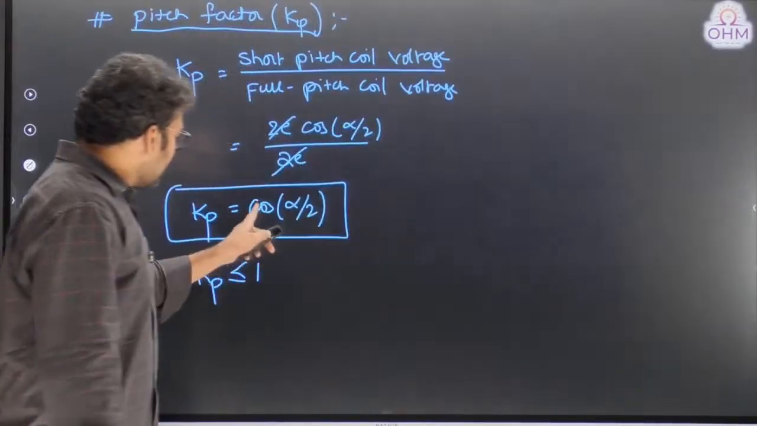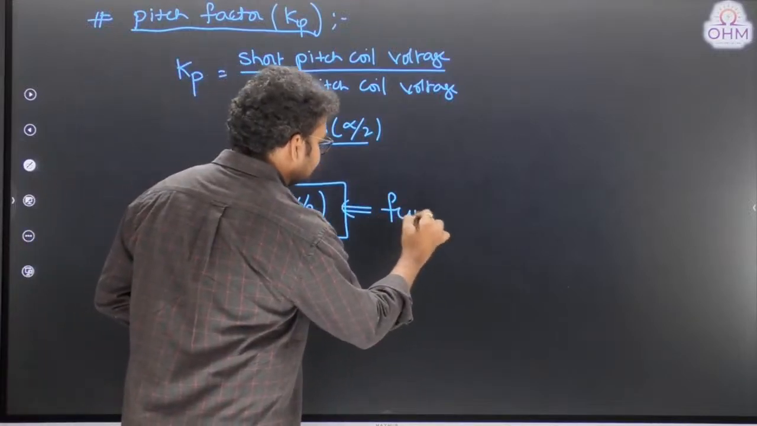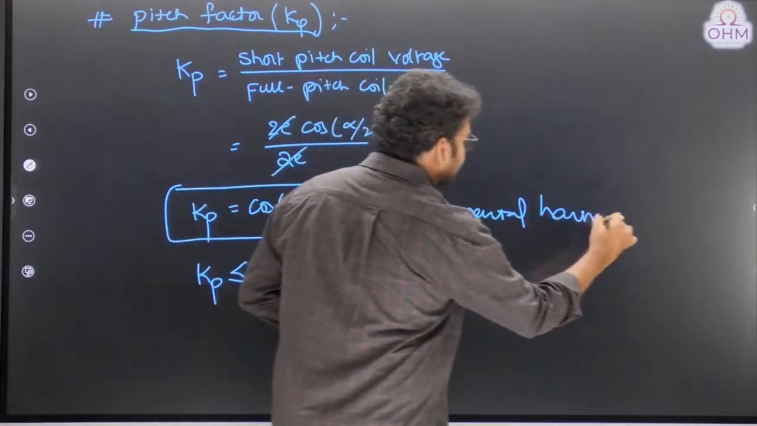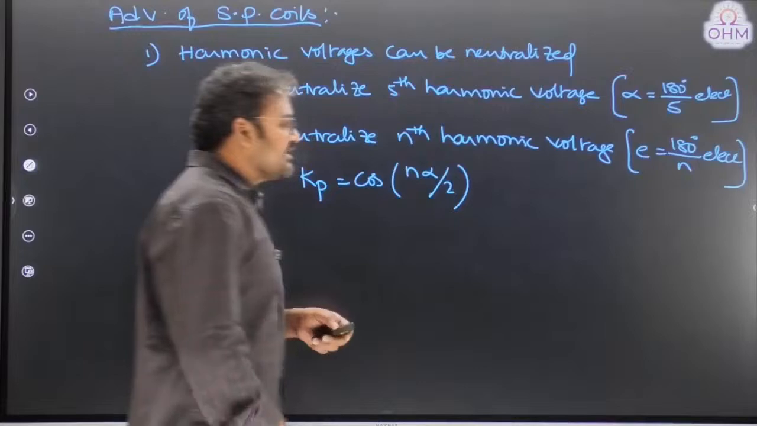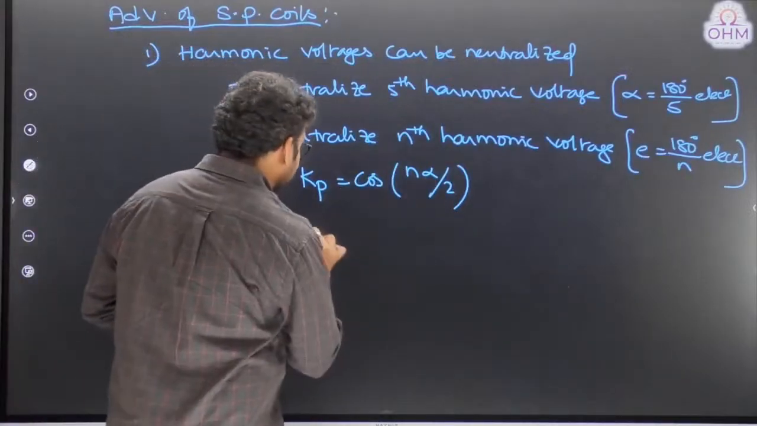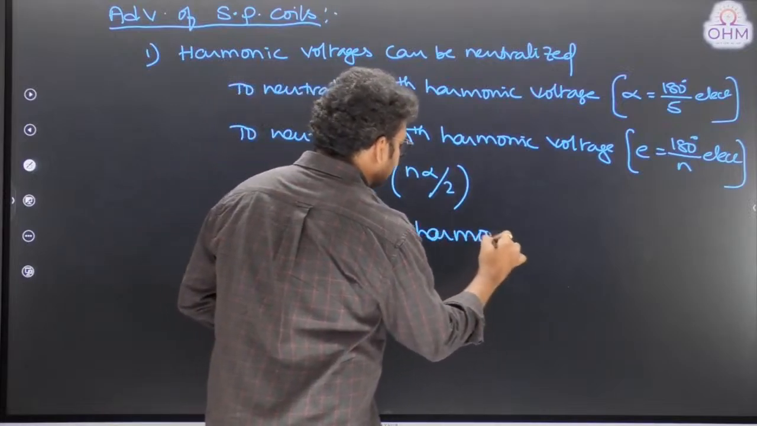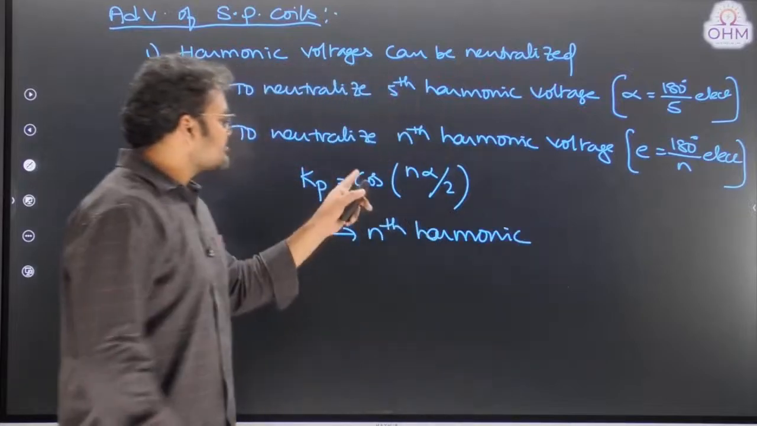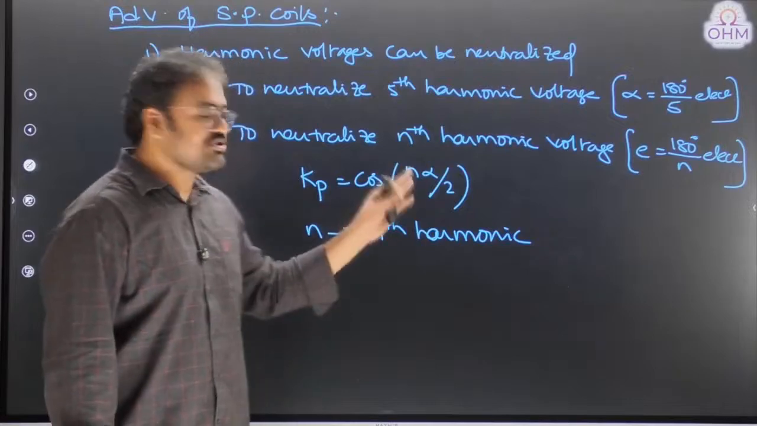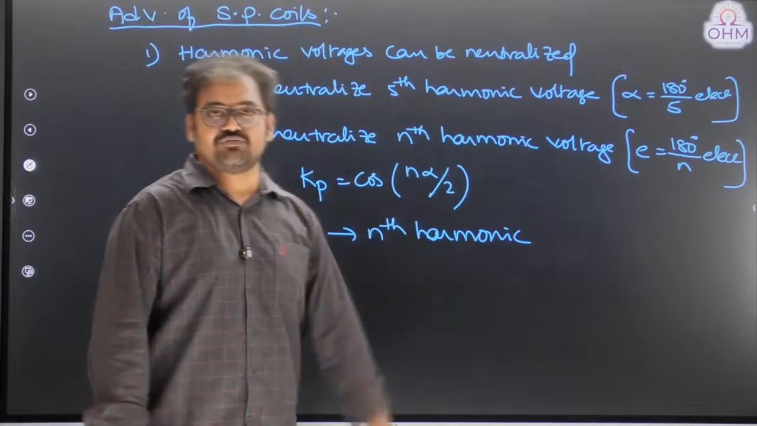Remember, cos alpha by 2 is the pitch factor for the fundamental harmonic. Suppose I select the nth harmonic, then the pitch factor will be equal to cos n alpha by 2, where n is the nth harmonic. If it is the 7th harmonic, then it is cos 7 alpha by 2. 9th harmonic, cos 9 alpha by 2. 11th harmonic, cos 11 alpha by 2. For nth harmonic, it is cos n alpha by 2.